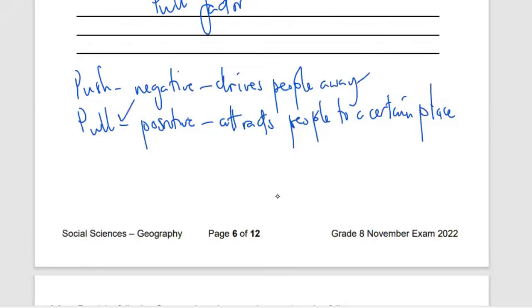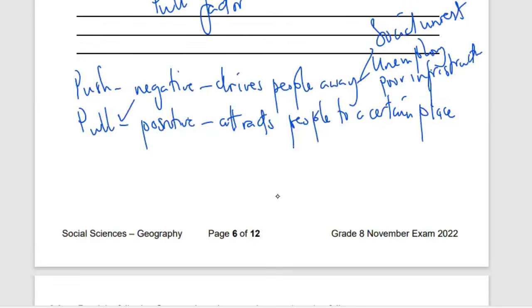Push factors examples, you can talk of aspects like unemployment, poor infrastructure, things like social unrest. Those are push factors, they are negatives, but pull factors, they are positives.